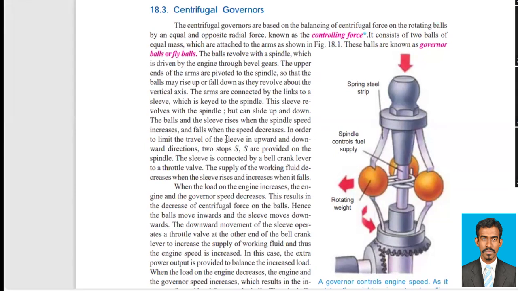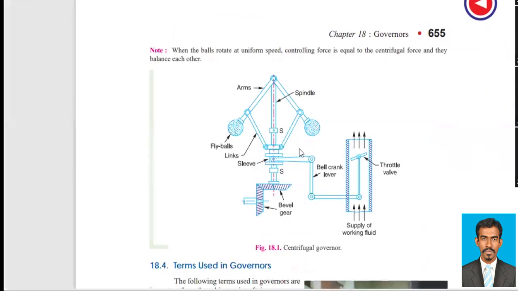In order to limit the travel of the sleeve in upward and downward directions, two stops S are provided on the spindle. As we can see in this diagram, there are two stops S and S, which limit the movement of the sleeve in this range. This is actually the range of the fuel supply for this type of governor. Every governor has its own sleeve and stops, so it depends on which type of governor we are using. The speed variation will also occur.